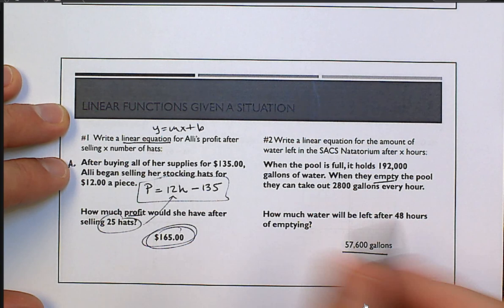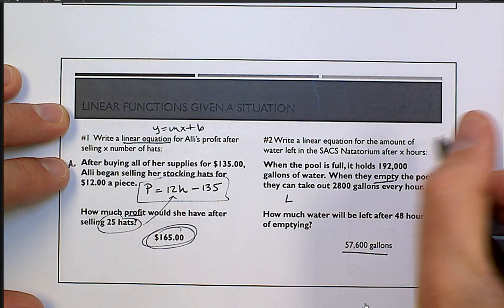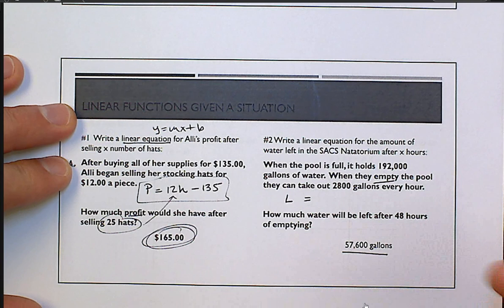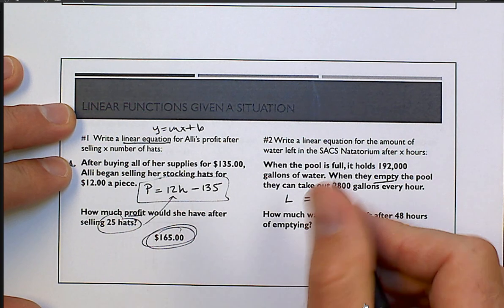So I'm going to use L. And you can use any letter you want. I'm using L for left. How much water is left? Okay. Well, we're taking out 2,800 gallons every hour. A common mistake here is people will put this down.